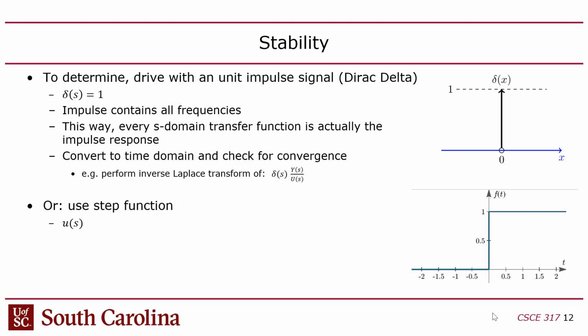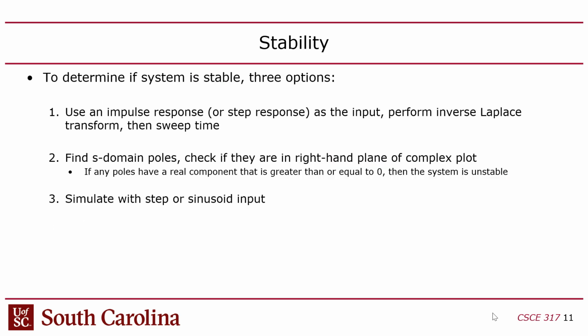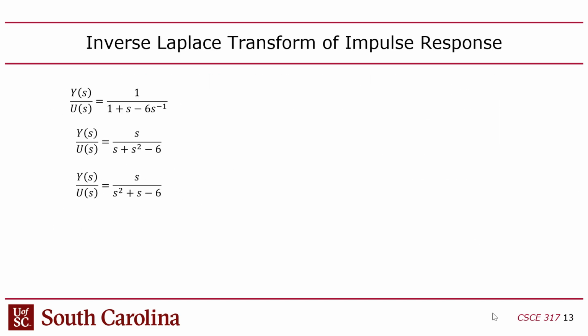And so that's what we talked about last time. So really what you're doing is you're multiplying the Dirac delta, which is just 1, by the transfer function. If you convert that to time domain, you get the impulse response. So we have an example here.